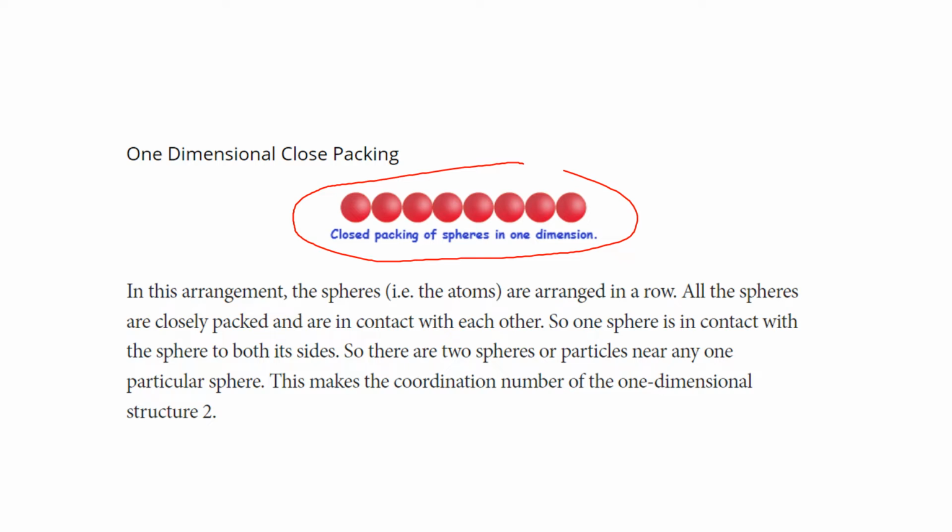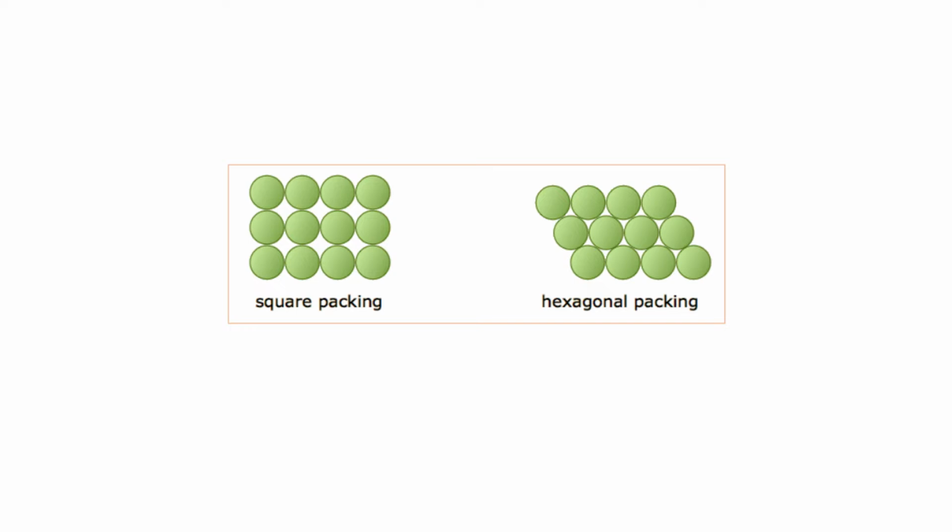What is actually meant by coordination number? The number of immediate neighbors of one particle is called coordination number. So in the case of one-dimensional close packing, it is 2. For one particle, you can see there are 2 neighbors. When it comes to two dimensions, you can see these two arrangements.